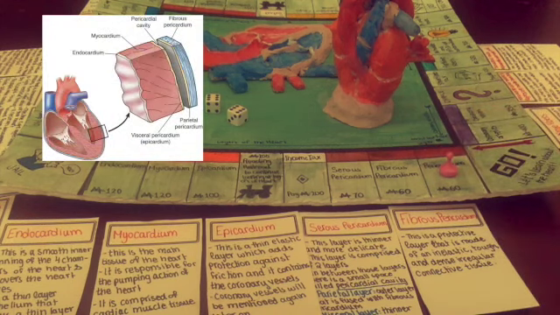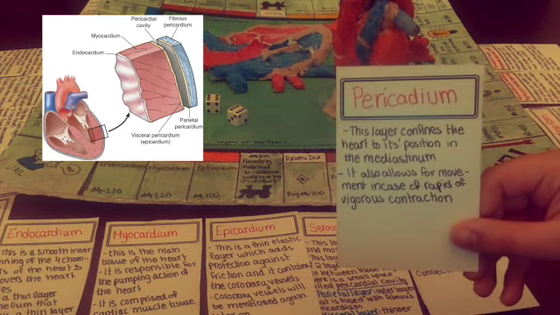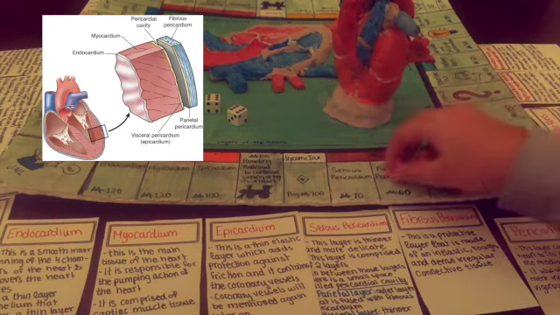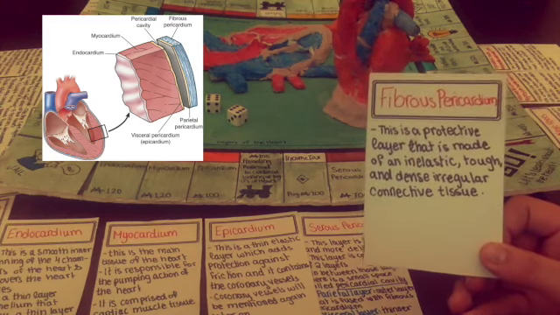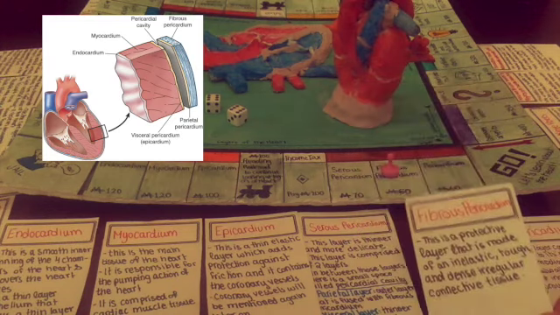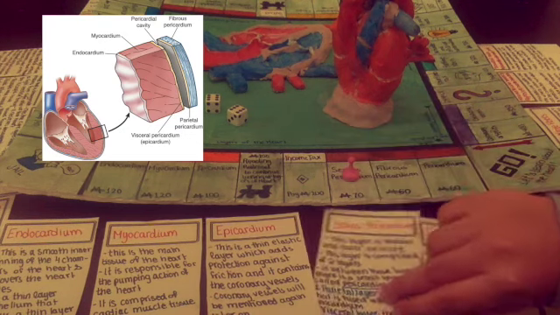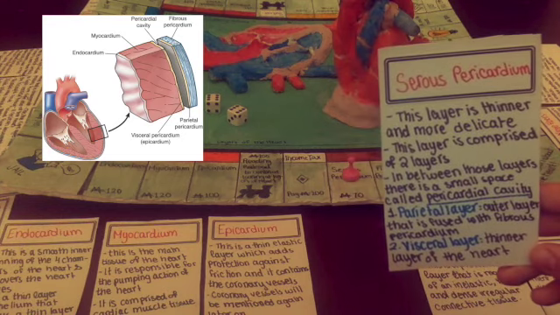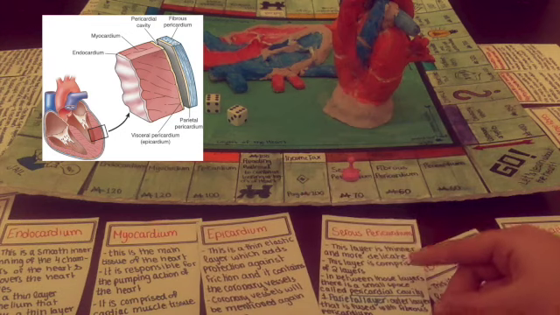The first layer is the pericardium. The pericardium is a layer that confines the heart to its position and allows for rapid movement. The fibrous pericardium is the next layer, and that layer is a protective layer that is made of an inelastic, tough, dense, irregular connective tissue. Now onto the serous pericardium, which has two layers, the visceral layer and the parietal layer. The visceral layer is more of a thinner layer, and the parietal layer is more of an outer layer.